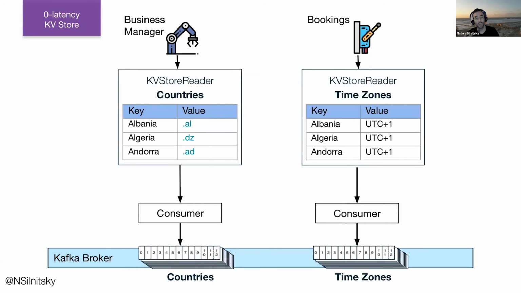Now let's look at a few business examples using these key value store readers. So for instance, our business manager service that helps Wix users with managing their business has a key value store for all the countries that Wix operates in. So you can choose your country in the drop down or something like that. So now all it has to do is create a compact topic and start loading the information into memory.